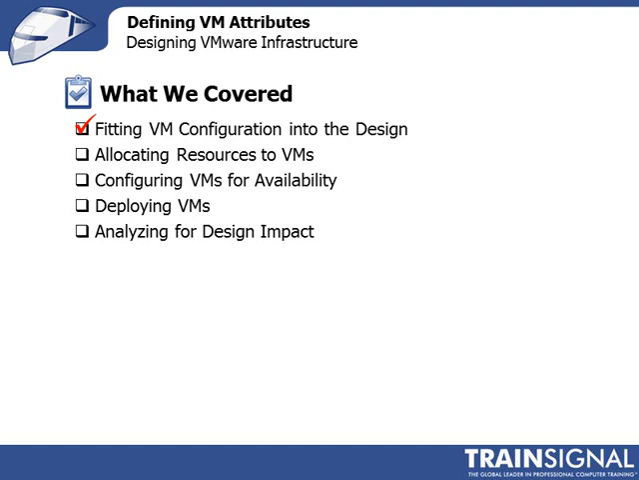From there, we moved into a discussion of three aspects of VM configuration. First, allocating resources to VMs like RAM, storage, CPUs, and other resources. We then looked at configuring VMs to support the various availability techniques and making sure that if we do require certain availability mechanisms in place, the VMs are ready to support those. Following that, we had a discussion on deploying VMs and some of the design considerations that need to be accounted for. And finally, we looked at analyzing for design impact. This is part of our ongoing effort to maintain a holistic view and continue to understand the relationships and the dependencies between the various parts of the design.